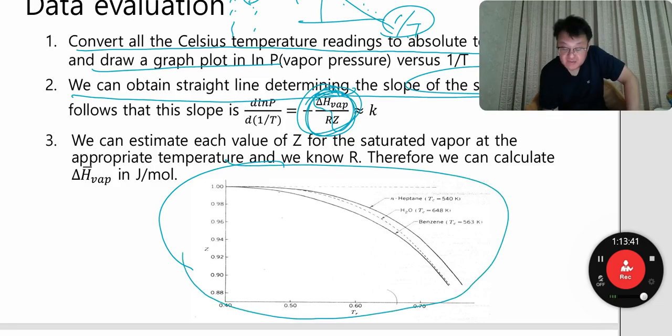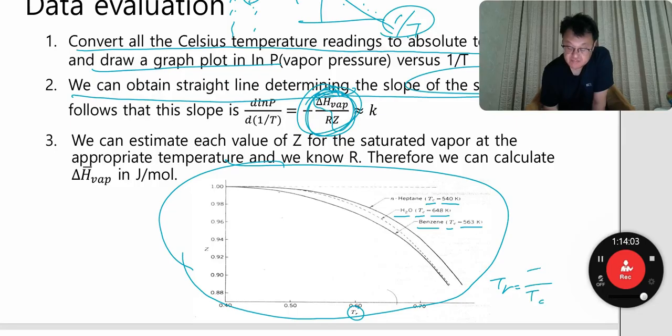Now, for the TR value: for n-heptane, the critical temperature is given as 540 Kelvin. For water, the critical temperature is 648 Kelvin. For benzene, the critical temperature is 563 Kelvin. For a given TR value, which is the reduced temperature, T over TC as I already mentioned, for each substance TC is given.